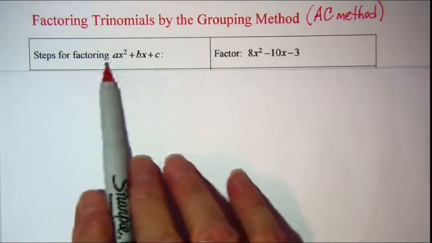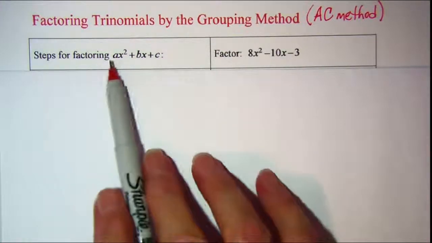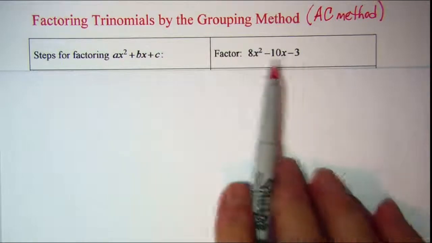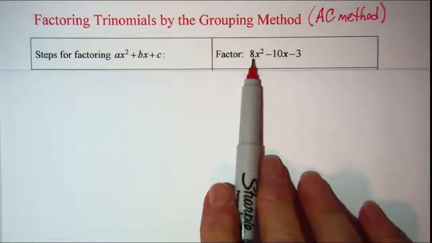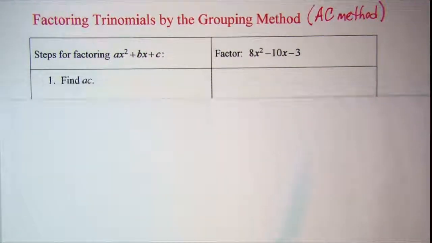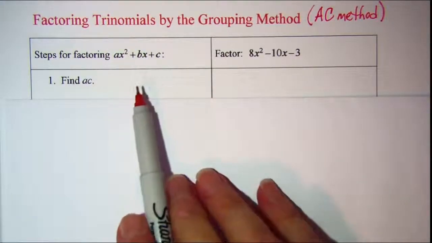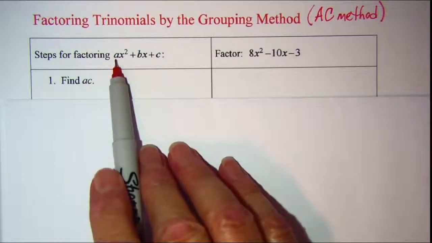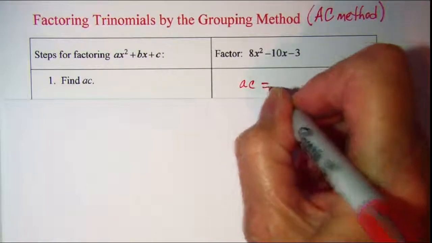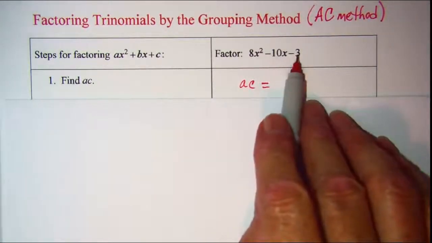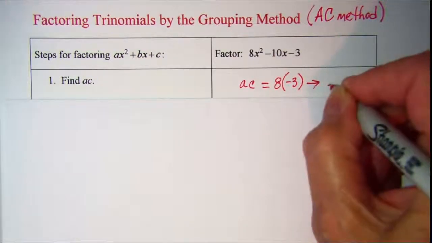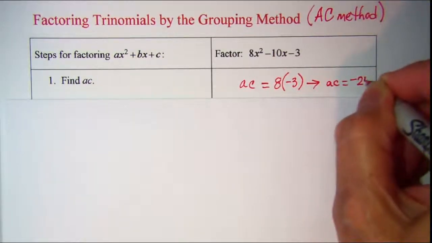So what I'll do is I'll give you the steps over here on the left side with the standard trinomial ax squared plus bx plus c, and then on the right side here I'll actually work with a trinomial that has numbers in instead of letters. So our first step is to just find the value of AC. Now A is your lead coefficient, C is your constant. So in our case, AC is equal to 8 times negative 3. AC is negative 24.